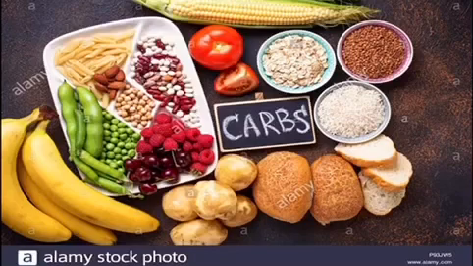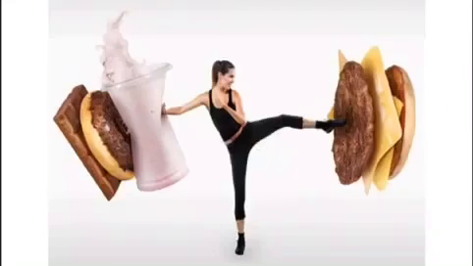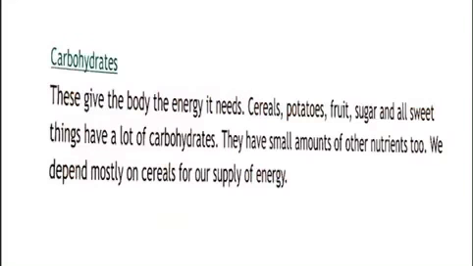Let's talk about our first nutrient, which is called carbohydrates. Carbohydrates give us energy. Clear, my students? Let's start reading about carbohydrates. These give the body the energy it needs. Cereals, potatoes, fruit, sugar, and all sweet things have a lot of carbohydrates. They have small amounts of other nutrients too.